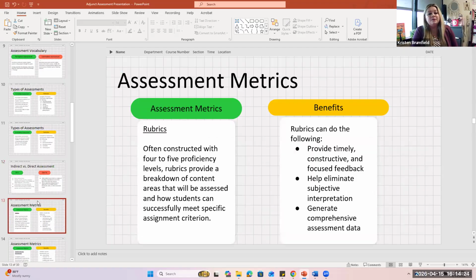So, assessment metrics, we have rubrics. These are typically constructed with 4 to 5 proficiency levels, and they give a breakdown of content areas that you want to assess, and how the students can successfully meet specific assignment criteria. A large benefit of using a rubric is that it gives timely, constructive, focused feedback. It helps eliminate subjective interpretation, and generates comprehensive assessment data.